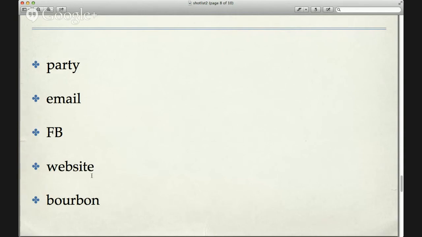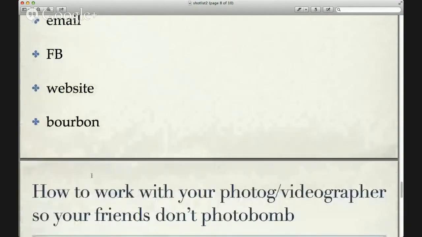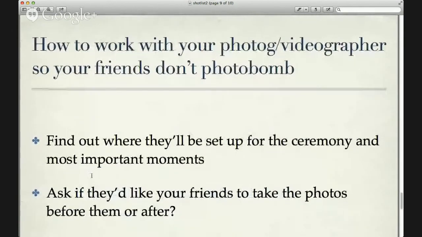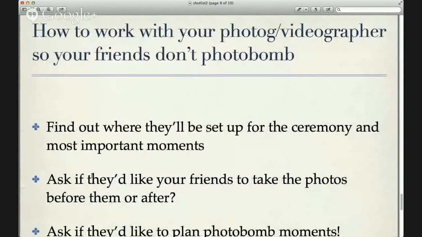I do actually have an infographic coming out that's pretty helpful about wedding etiquette with the smartphones, which would lead to our next one, our very last slide, because we have 2 minutes left. How to work with your photographer or videographer so that your friends don't photobomb. Because you hired your photographer or your videographer because you want to get their shots. And so it's kind of funny when your friends jump in for some of them.